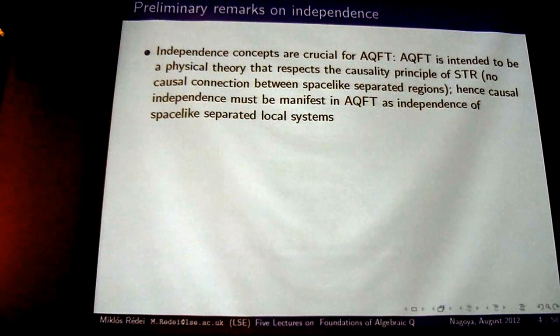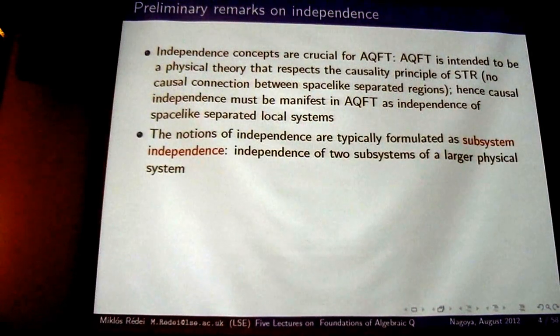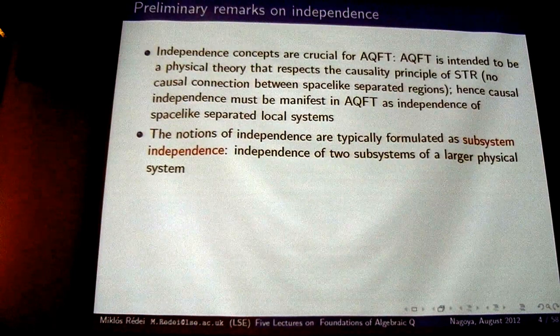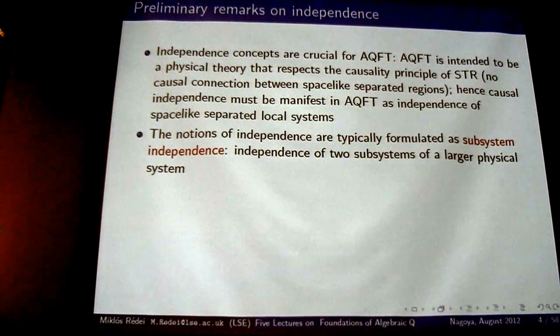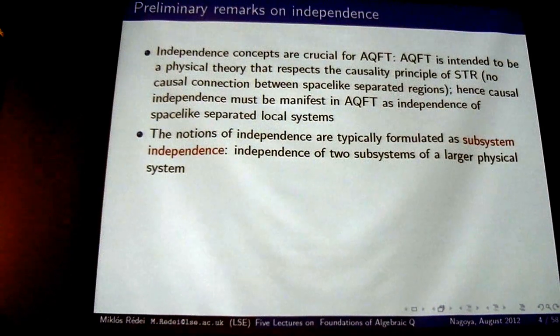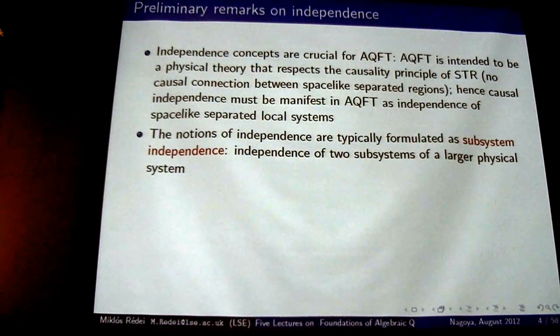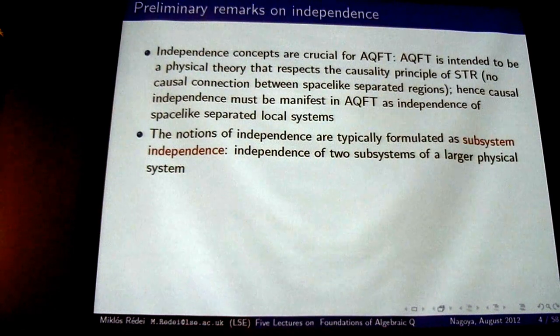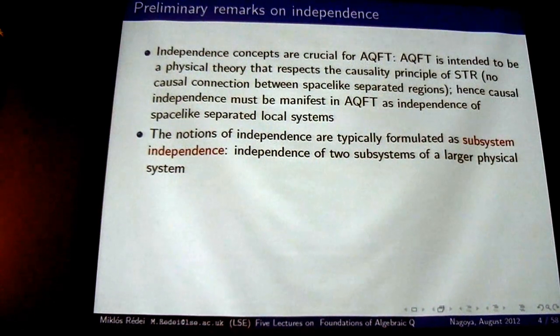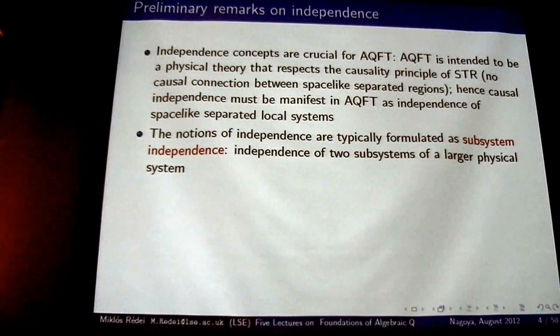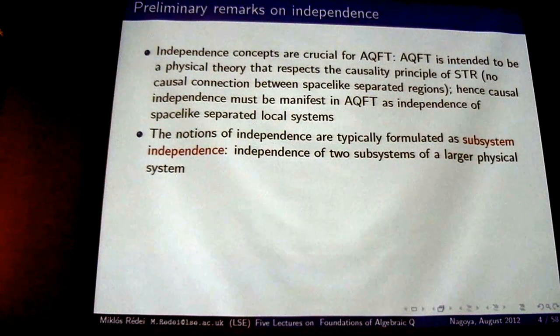Okay, so that's what we expect, and it's very important. The other preliminary remark is that the situations in which we encounter this problem of independence are typically situations in which we have two systems which can be regarded as part of a larger system. Just imagine two space-like separated open bounded regions, say double cones. You can imagine the large double cone that contains both. So the independence of these two systems is treated as independence within the large system. This will be important, and this is typically the situation.